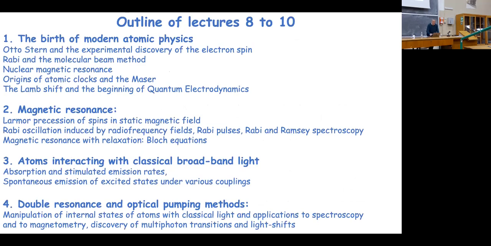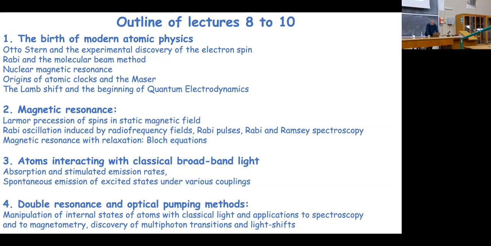Just to make a little advertisement, on these 2 slides I summarize very briefly what I will be talking about. Today, I will talk about the birth of modern atomic physics. I will talk about the experiment by Stern and Rabi, the invention of nuclear magnetic resonance, the origins of the atomic clocks and the maser. And I will talk also about the Lamb shift and the beginning of quantum electrodynamics. The Lamb shift is a very important experiment, which is of fundamental value because it's the first demonstration of the importance of the vacuum field in physics.